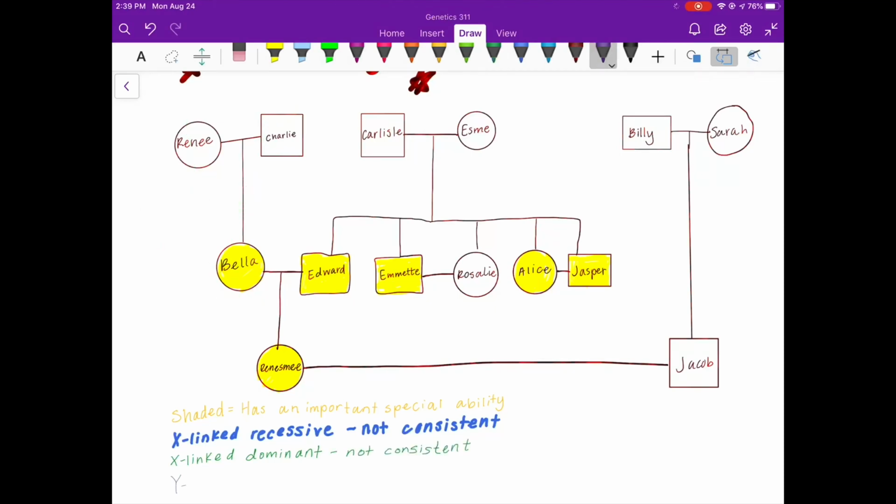So now we're going to look at the Y-linked trait, and since we have both females and males with the trait, we can see that this is not consistent and is not the mode of inheritance.